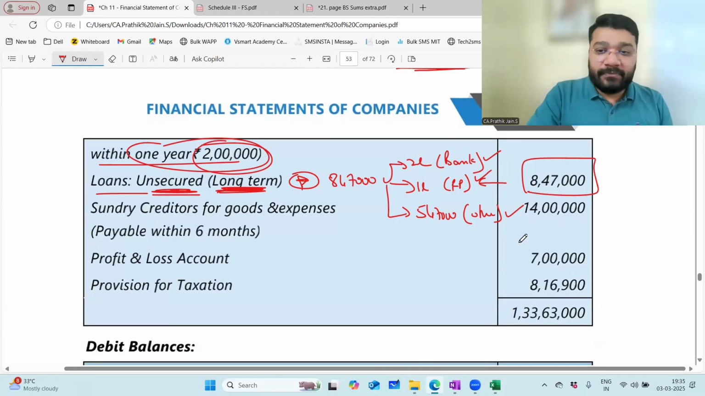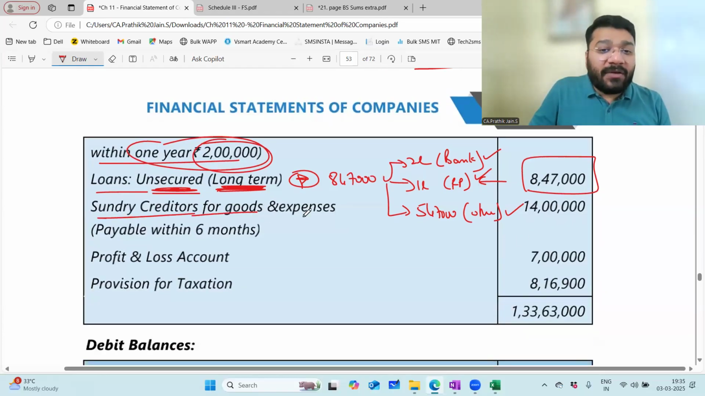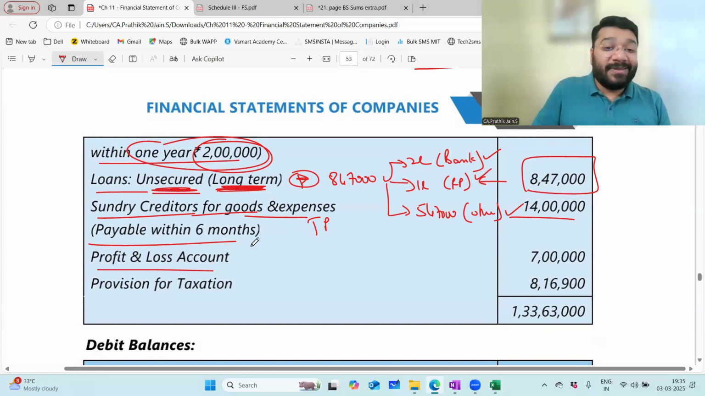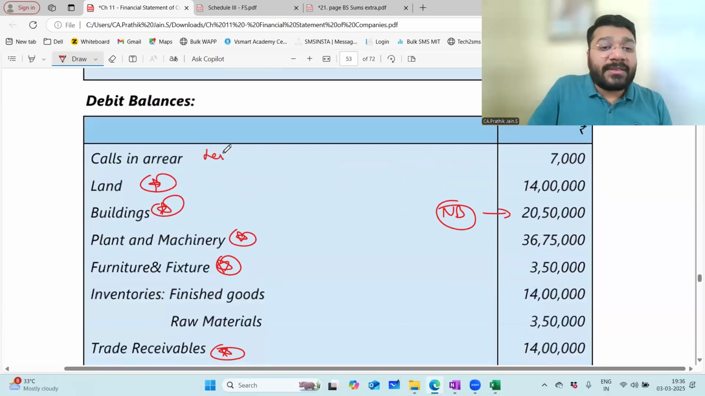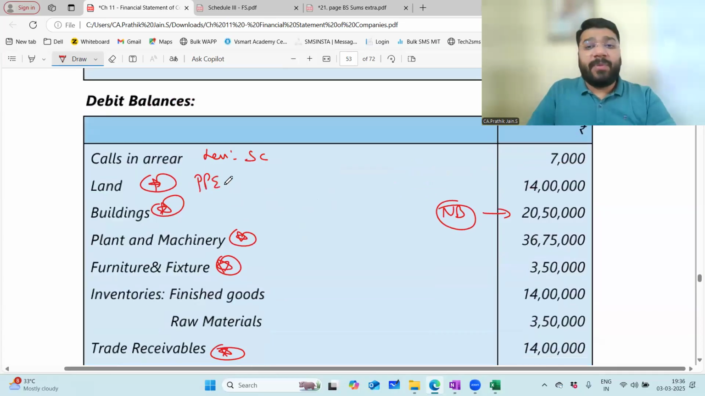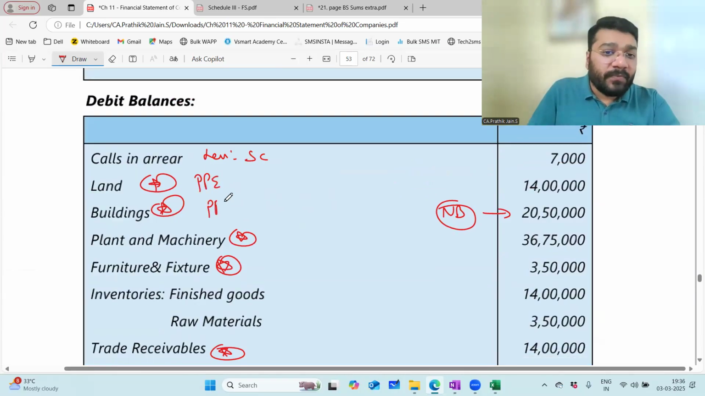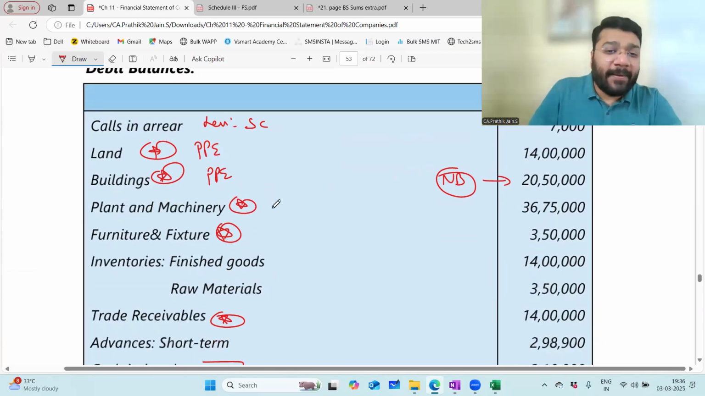Now, sundry creditors for goods and expenses, 14 lakh payable within 6 months: trade payables, with the aging you have to give. Profit and loss account is given: surplus in reserves and surplus. Provision for tax: short-term provision. Calls in arrear: subtract from share capital. Land, property, plant, equipment. Building, property, plant, equipment. Machinery, PPE.